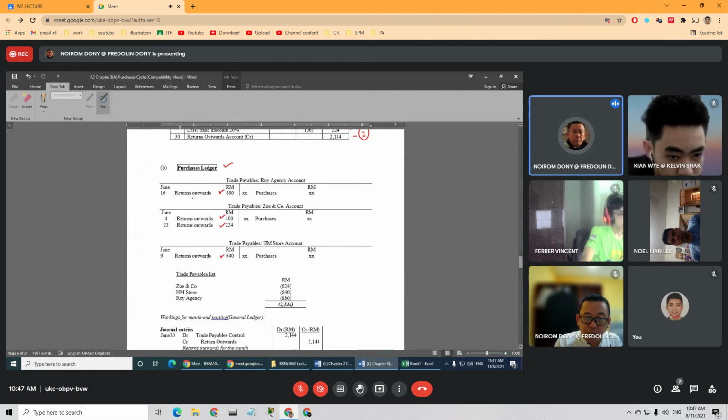And the particular, because it's from return outward journal, you put down return outward. So this is what we call single entry. Single entry, that is, we only do a debit entry in the purchases ledger, in the trade payable Roy, trade payable Zoe and Company, trade payable HM Store.